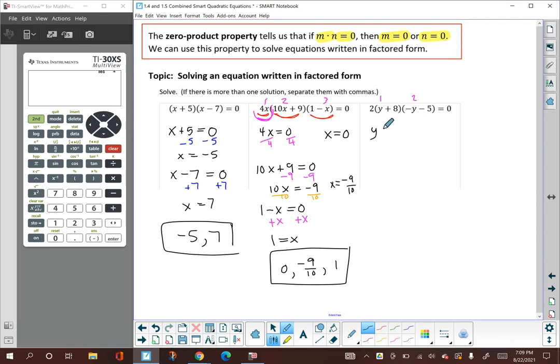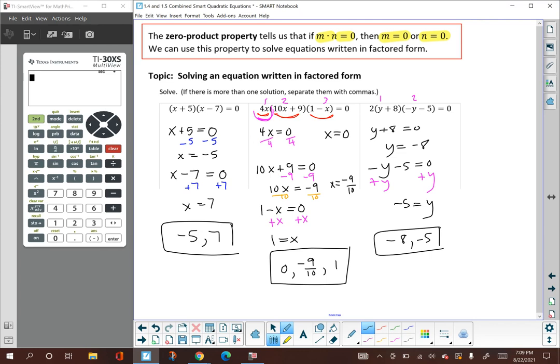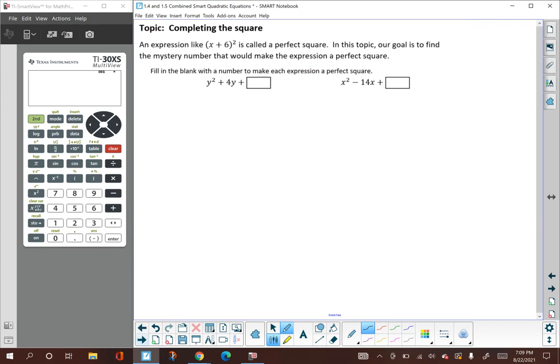So our first equation, y plus 8 equals 0, gives us our first potential solution. So y equals negative 8. And then negative y minus 5 equals 0. I would go ahead and add the y here, and we get negative 5 is equal to y. So our 2 answers are negative 8 and negative 5. All right, one topic down.